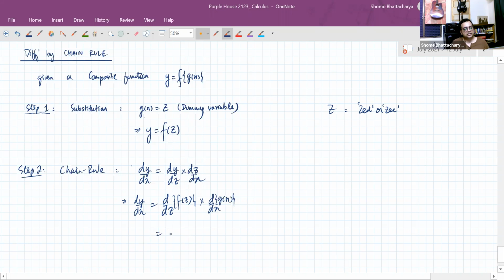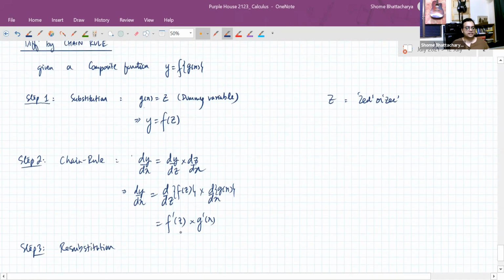So differentiation of f(z) with respect to z, in short form we can write as f prime z, and differentiation of g(x) with respect to x we can write in short form as g prime x. And the final third step is very simple. It is resubstitution. That is, we have got the answer in terms of z so far. Now z is a dummy variable, so we have to remove it. We have to eliminate it. So we'll resubstitute z as g(x). So this thing has to be resubstituted.